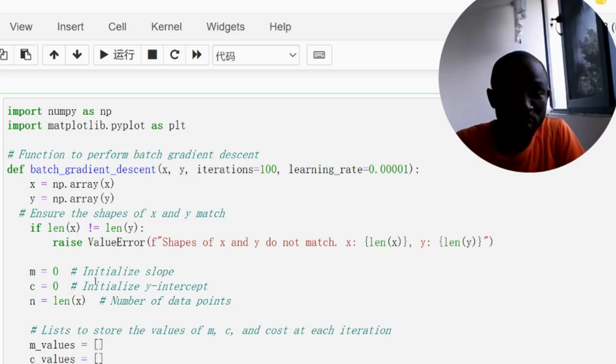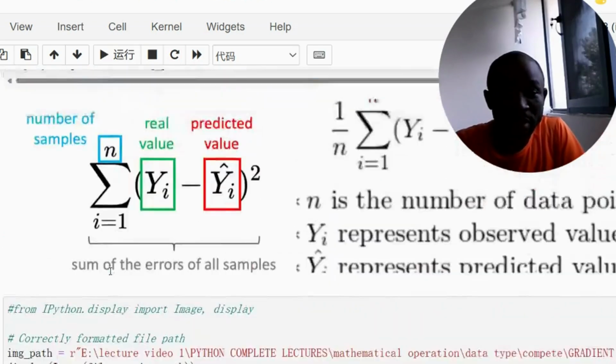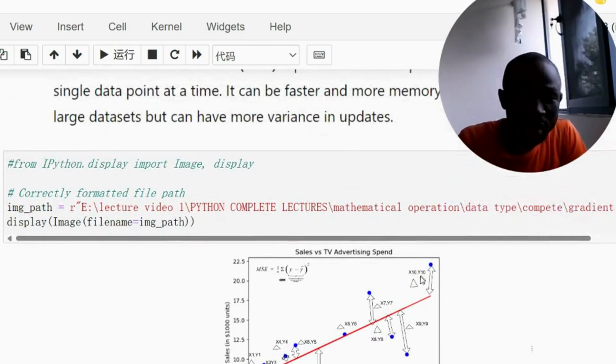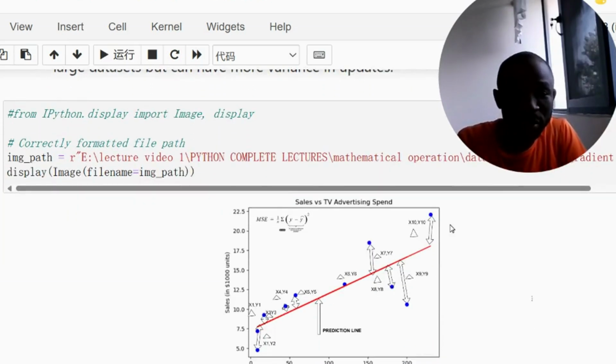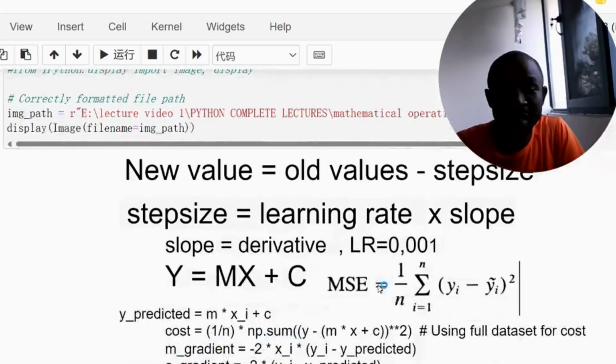But if they are equal, now we initiate the slope m equals 0. We initiate the intercept c equals 0. The number of data points n is the length of x. So our number of data points is 10, n equals 10. If you look at this diagram, this is x1, y1 up to x10, y10. This is number 10. Number 1 started from here right up to number 10. So the number of blue points is 10, which shows that our number of data points is 10.